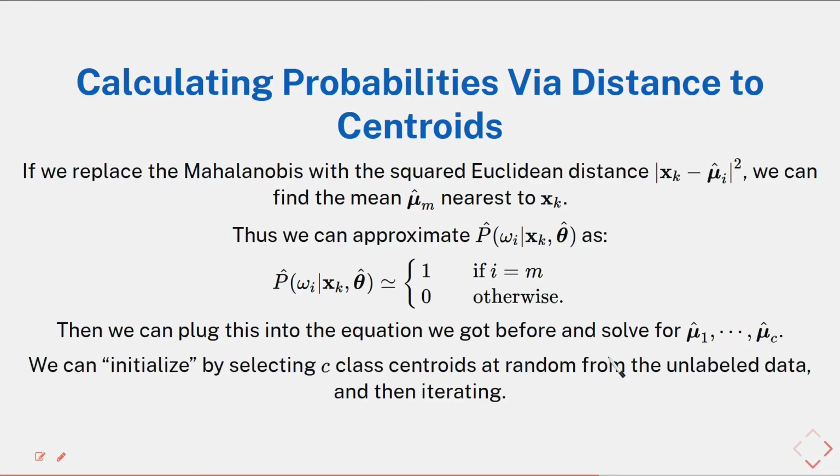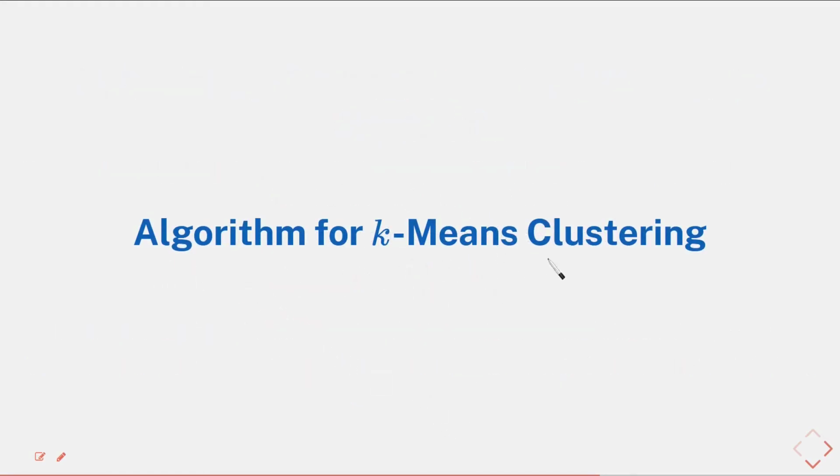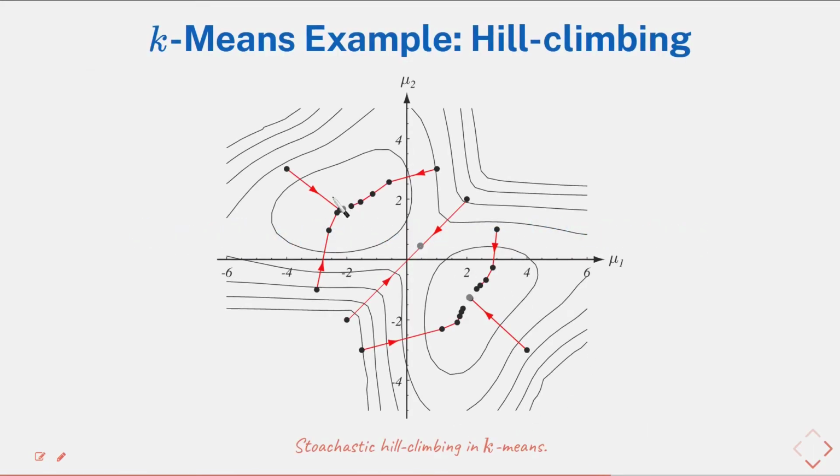We initialize by selecting C class centroids at random from the unlabeled data, and then we iterate. Each time you iterate, you're changing your class means, or your cluster means rather, and your estimate of which samples belong to which cluster. Okay, so this is the algorithm for k-means clustering. You start off with a random estimate of your mean. Right, this is the mean space here, mean mu2 and mu1. So this is your parameter space. You start off at a random location, and then you iteratively update so that you approach the true mean value.